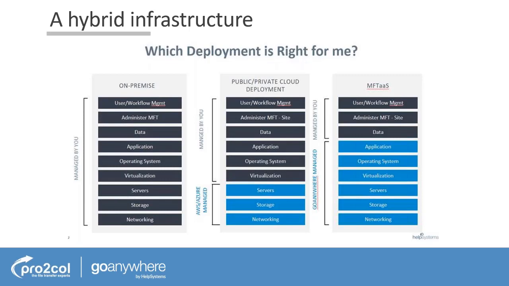And then we've seen more of a move across into public or private cloud deployment, so that you're delegating responsibility for networking, storage and service to somebody else and focusing on the higher value elements. And really GoAnywhere MFTaaS just takes that another step further and outsources 3 more layers in the stack to help systems to manage on your behalf, leaving you focused on users and workflows, and administering the site and monitoring your data. Somebody else is managing that application layer and operating system piece for you.